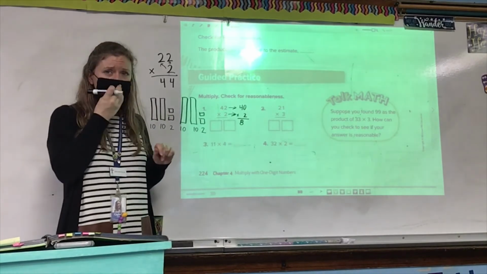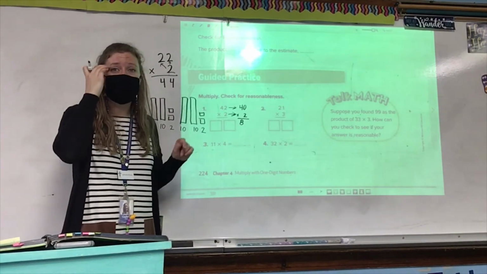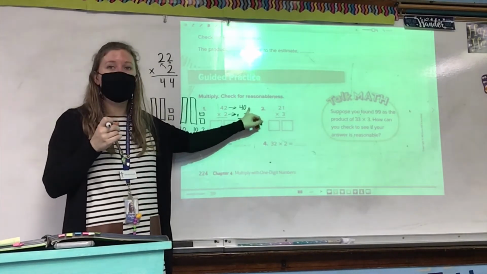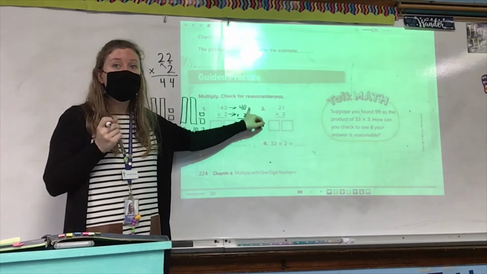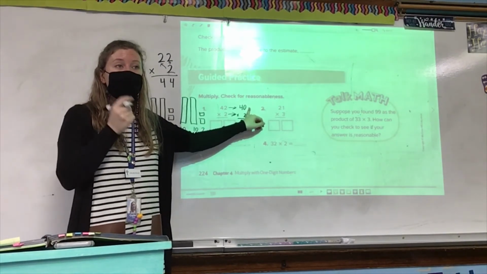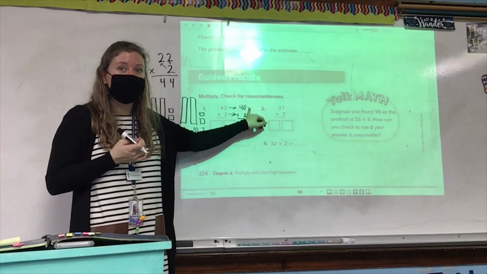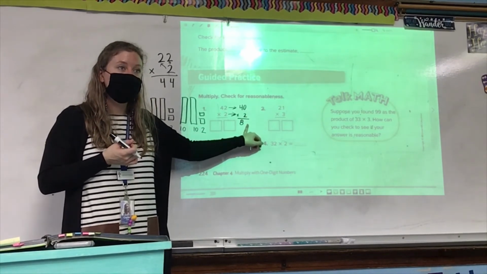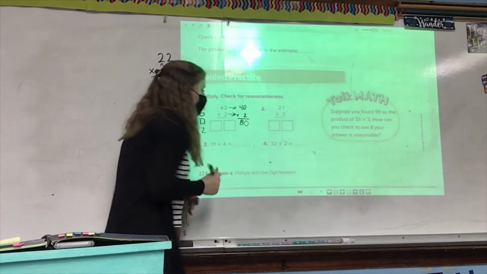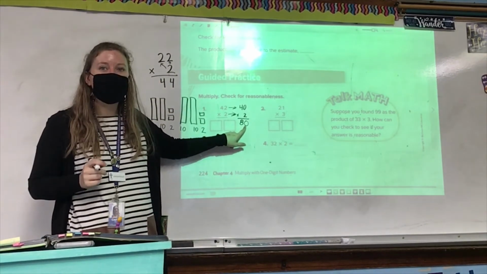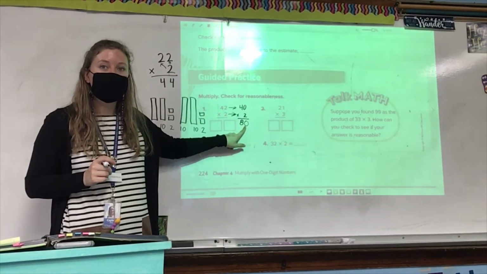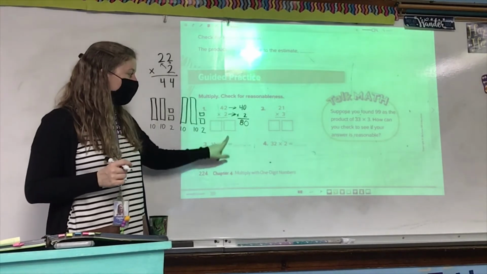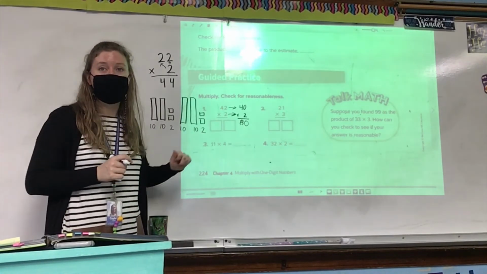So now we have to move them to the end of our product. Well, how many zeros were in our equation? Michaela, how many zeros were in the end of our factors? So how many get moved to the end of our product? 1. So Mason, using basic facts and patterns, 40 times 2 is what? So that means whatever this answer is has to be close to 80.